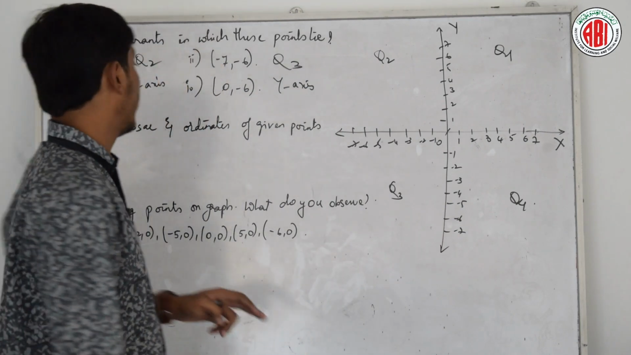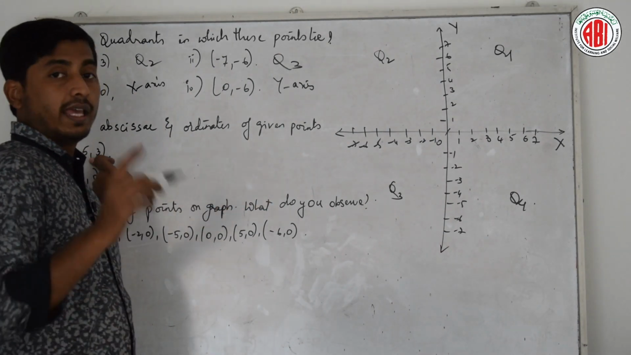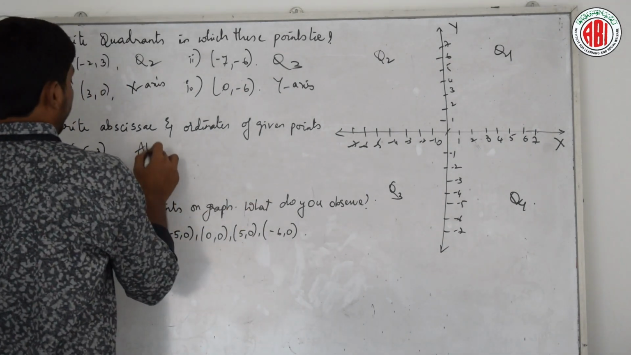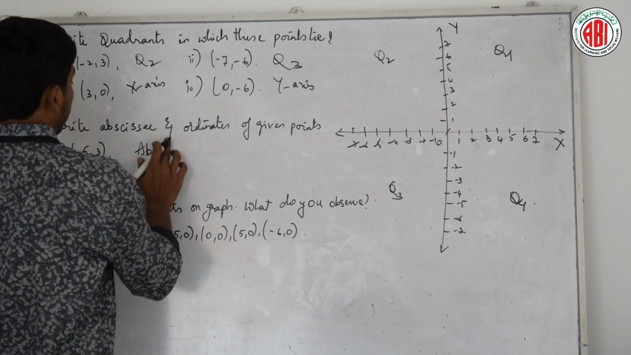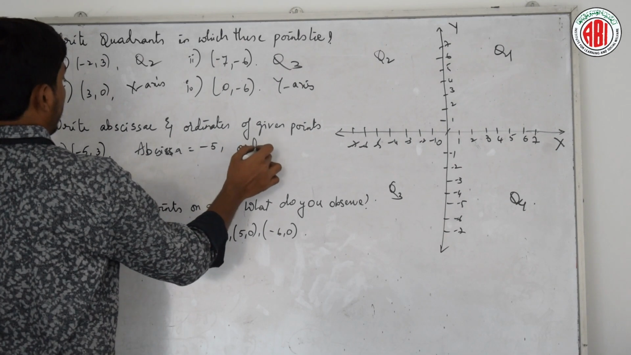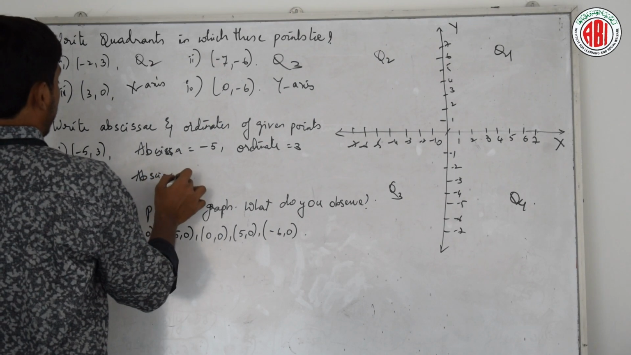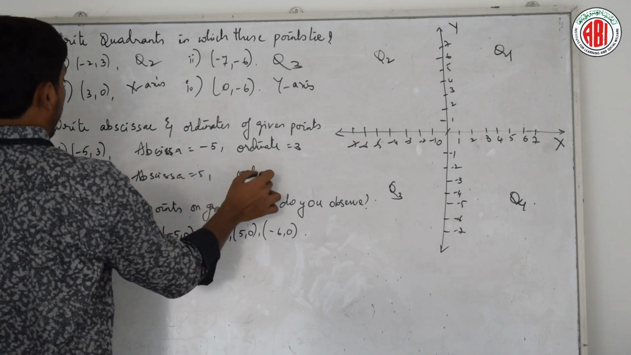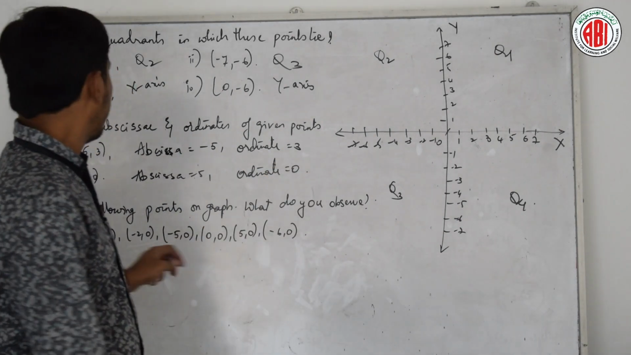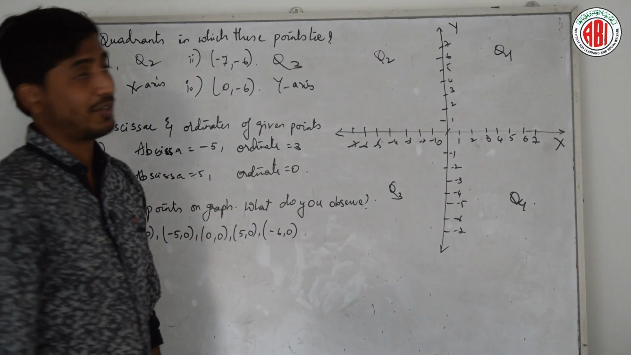Okay? Fine. See here, write abscissa and ordinates of given points. Abscissa means x coordinate and ordinate means y coordinate. So let us write. Abscissa is minus 5 here. Ordinate is 3 here. Abscissa is 5 and ordinate is 0. Right? Good. Now let us plot all these points and check what he is expecting us to observe. Let us see what it is.